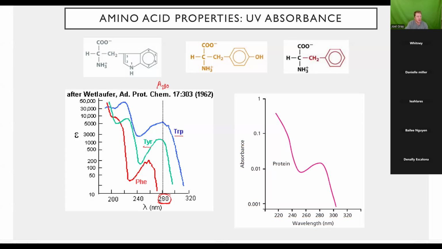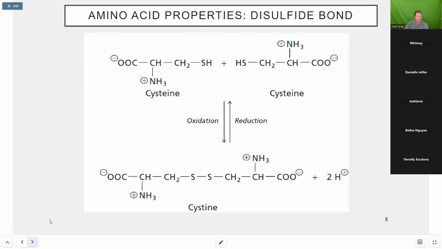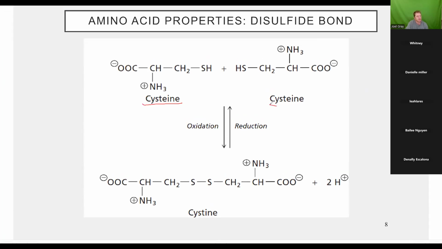So this is very helpful because of that kind of diagnostic tool. Now, another property that's very important to understand about amino acids is the amino acid cysteine. It's one of two amino acids that has sulfur in it, the other being methionine, or MET.